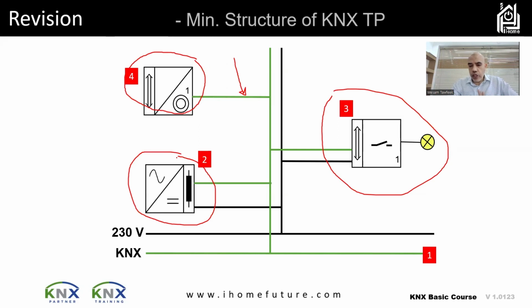So the minimal structure I have in the KNX cable is the power supply, and then the devices I have. In a minimum structure, I have an actuator connected to a load, and a sensor or a keypad, which the user will use to control the load.